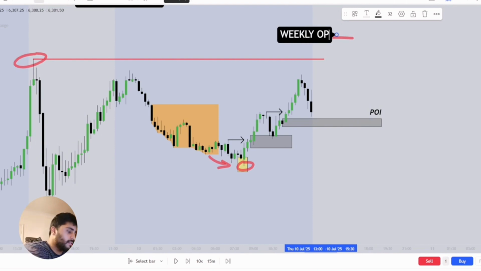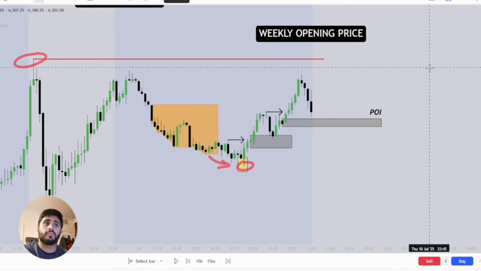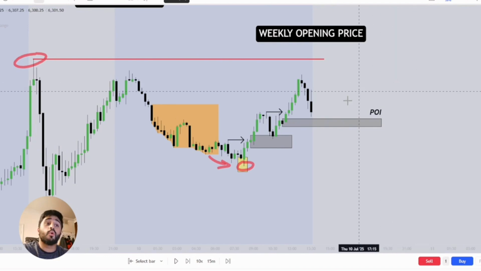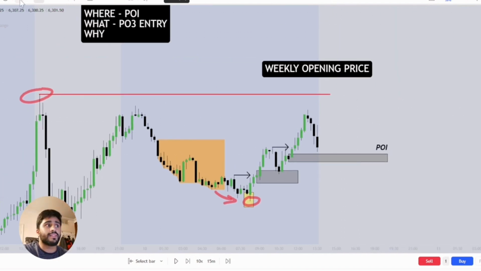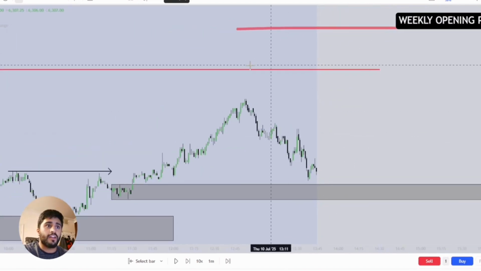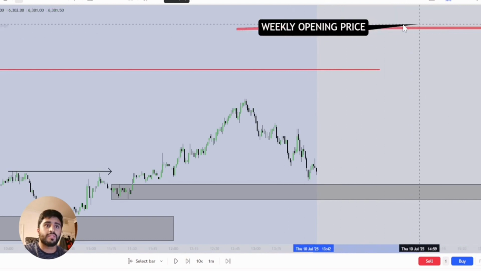So weekly opening price. And so when you have the weekly opening price, you want to use it as a potential guide for the markets, right? So we have the previous day high and we have the weekly opening price. That is what we're looking for. And also we want to see price entering inside of our POI. So notice how we have a couple of targets. We have basically this red line and this red line, right? So we have the weekly opening price and the previous day high.